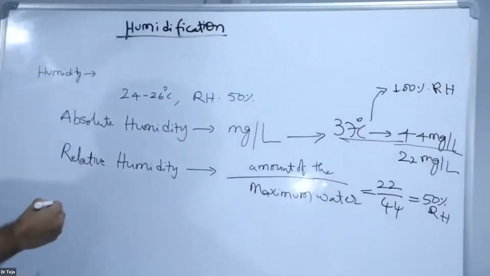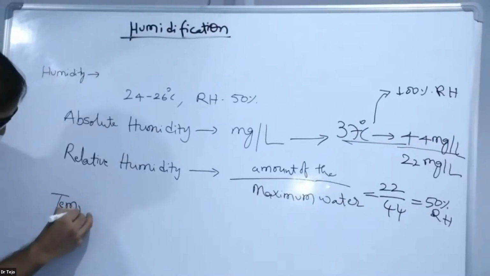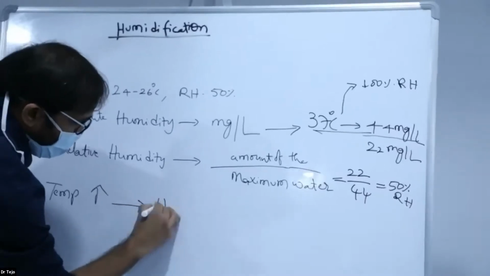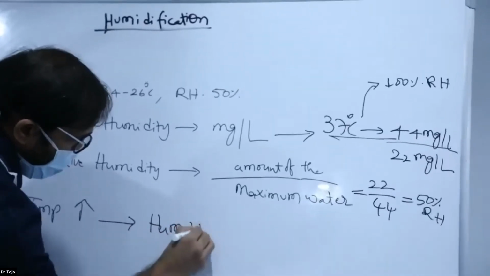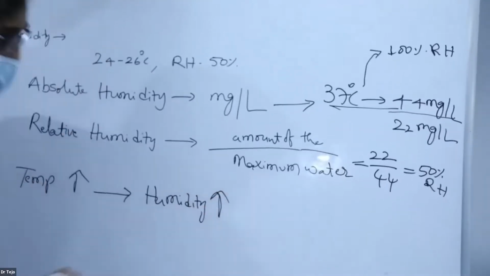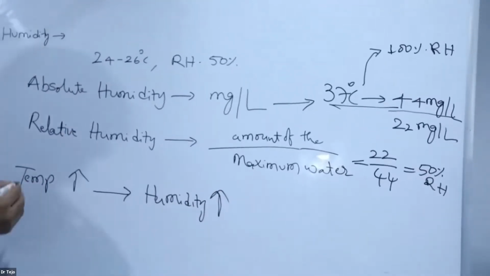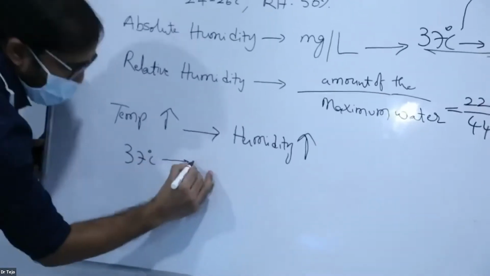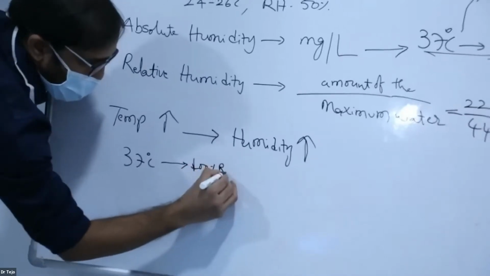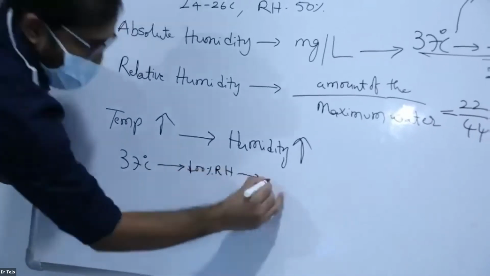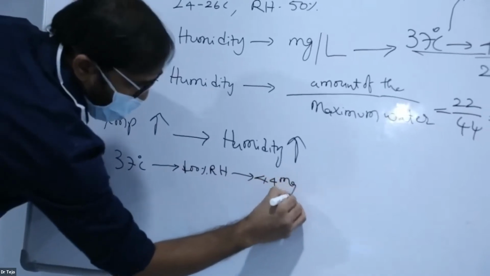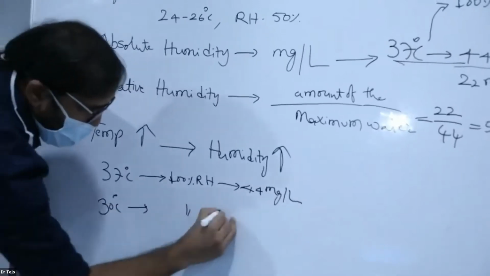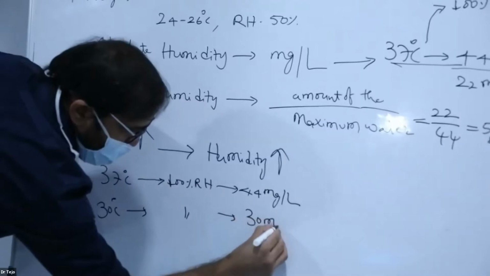So as the temperature increases, the ability to hold the water vapor increases. So the humidity will increase. The ability to hold the water vapor increases as the temperature increases. So at 37 degrees centigrade, the maximum a gas can hold at 100% relative humidity is 44 mg per liter. But at 30 degrees centigrade, it can hold only up to 30 mg per liter. It cannot hold more than that.